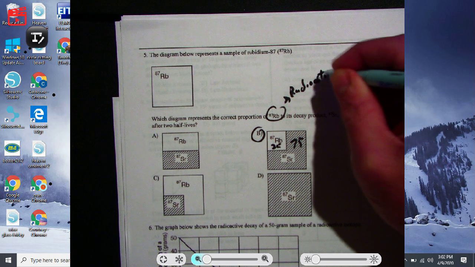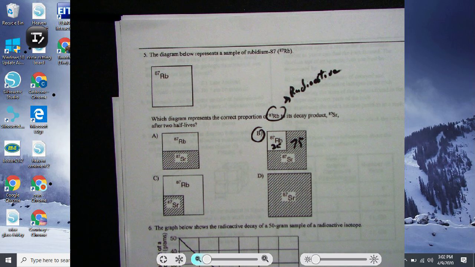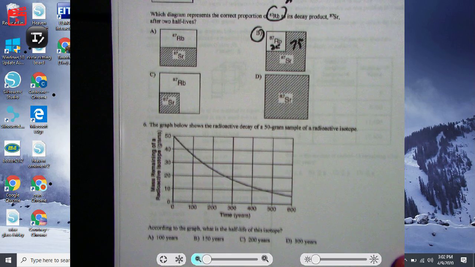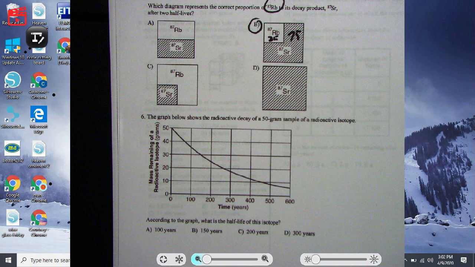If you have a question, can't figure it out, look at the reference table, page 1. It'll tell you exactly which one is the radioactive element or isotope and which one is the decay product. Question 6: the graph below shows the radioactive decay of a 50 gram sample of a radioactive isotope. According to the graph, what's the half-life of this radioactive isotope?